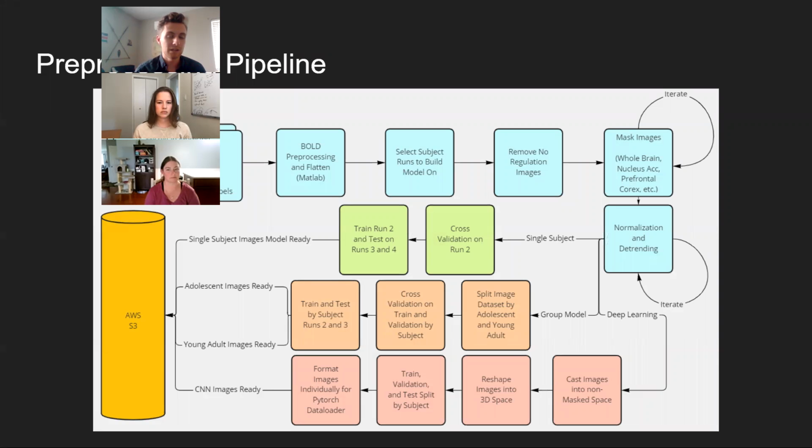It was a pretty big pipeline to get our data straight out of the fMRI scanner into a compatible format. Mary championed the BOLD pre-processing. Then we needed to decide what subjects to build on. We had to remove images with no labels, mask images, so just pull out the pixels that contain the part of the brain we're interested in. Then we had to normalize and detrend, and for each approach, there was an additional pipeline specific to that approach.